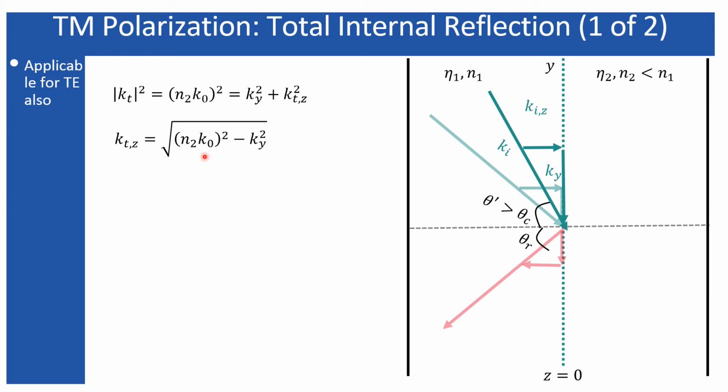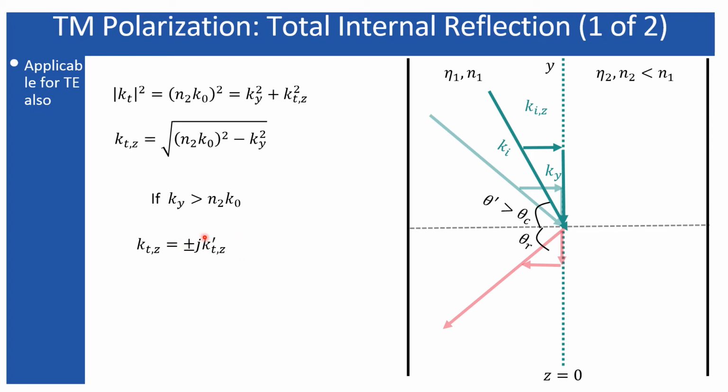The ky becomes greater than n2 times k naught. If this condition holds, that means if you apply an incident wave which makes an angle theta dash which is greater than even theta c, then your ky becomes even greater than in the previous case. So if the ky is greater than n2 times k naught, the z component of the transmitted wave vector becomes imaginary. And that imaginary z component of the transmitted wave vector we can write in this manner.